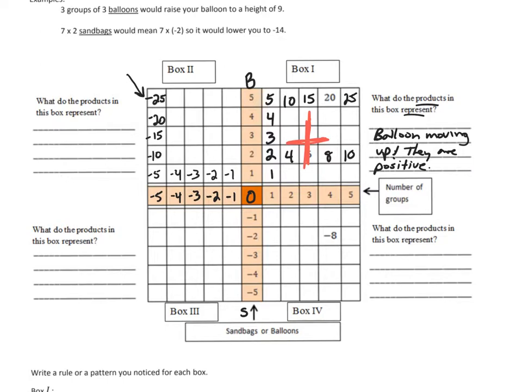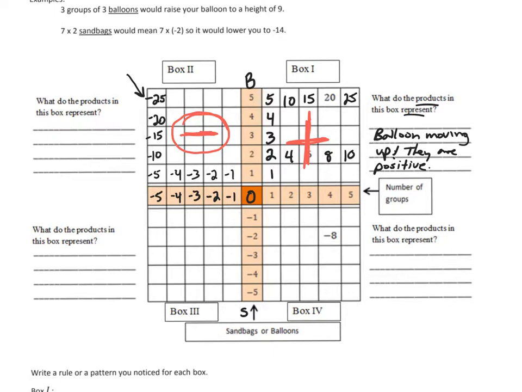And specifically, we should know that all of the products in box 2 will be negative numbers because you're going down. That's why they all have negative signs. So what do the products in the box represent? They represent negative numbers, which means the balloon is going down.